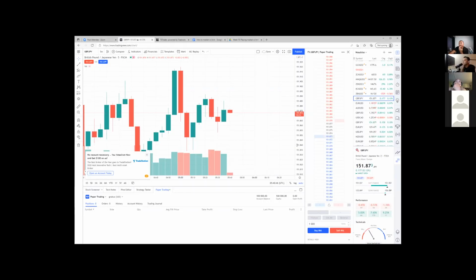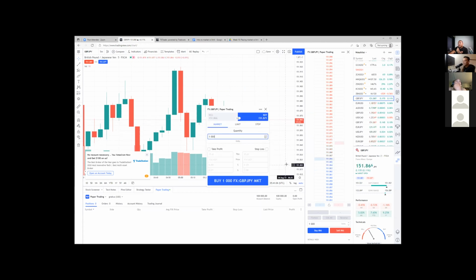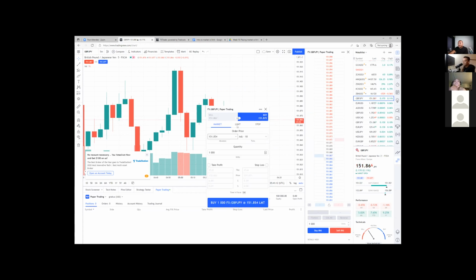So just say this is a pound yen. Say I want $100,000, say I want to buy. So I right click, trade, create new order. Are you guys able to see the little box? Yes. Okay, cool. So say I want to do a limit order, right?